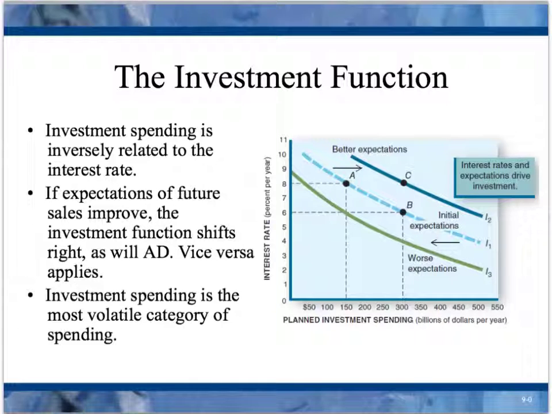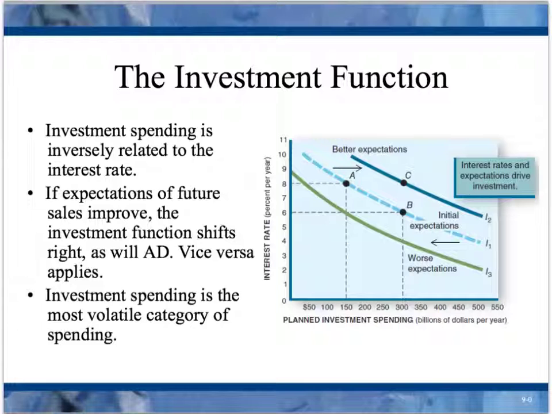This may be confusing the first time you see it, but think of it this way. Are you going to buy a home if the interest rate is 1% or if the interest rate is 10%? So as you see, if we accept a home as an investment, a decrease in the interest rate will promote sales in the home industry. If expectations of future sales improve, the investment function shifts right, as will the aggregate demand curve.